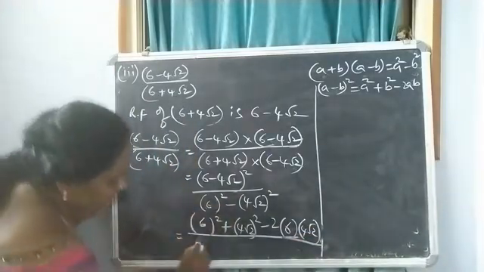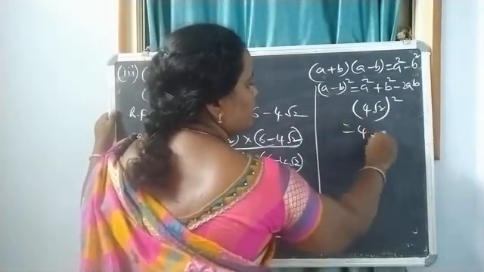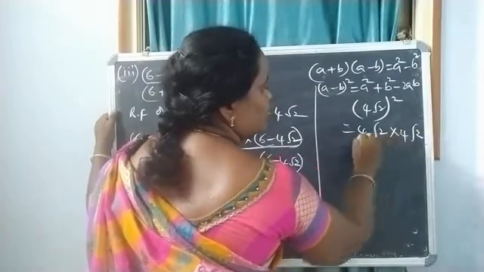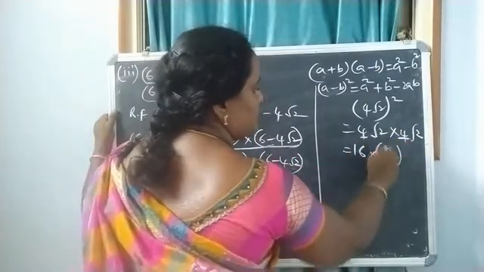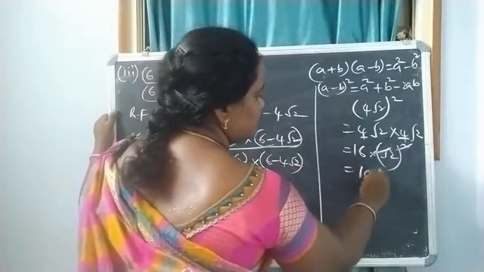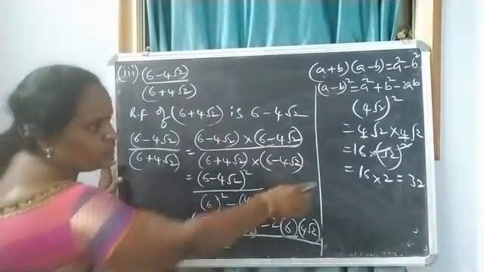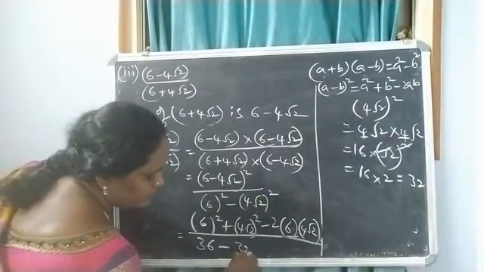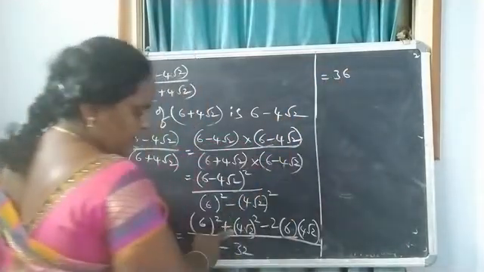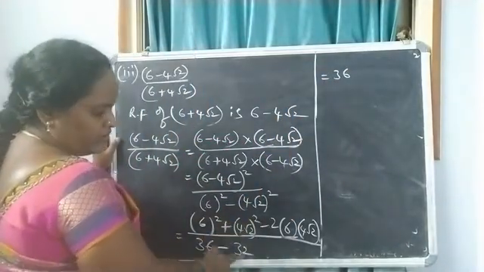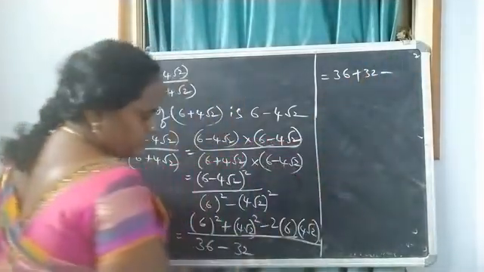So here 6 square is 36, and 4 root 2 whole square is 4 root 2 into 4 root 2. 4 fours are 16. Root 2 into root 2 is root 2 whole square. Square and square root 2 get cancelled. 16 twos are 32. So 4 root 2 whole square is 32. So that is equal to 6 square, that is 36, plus 4 root 2 whole square. Just before we have calculated that as 32. So plus 32 minus 2ab.